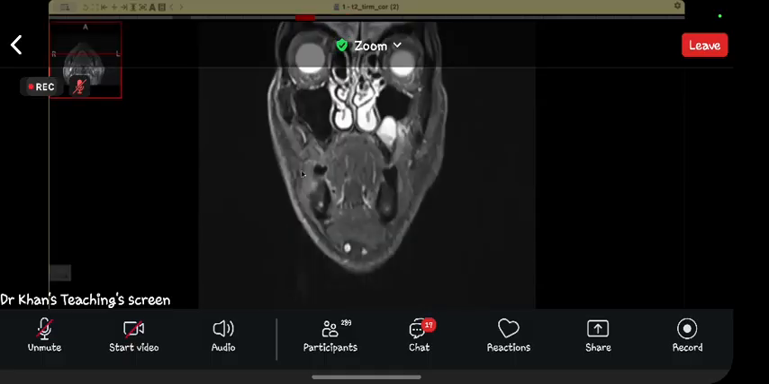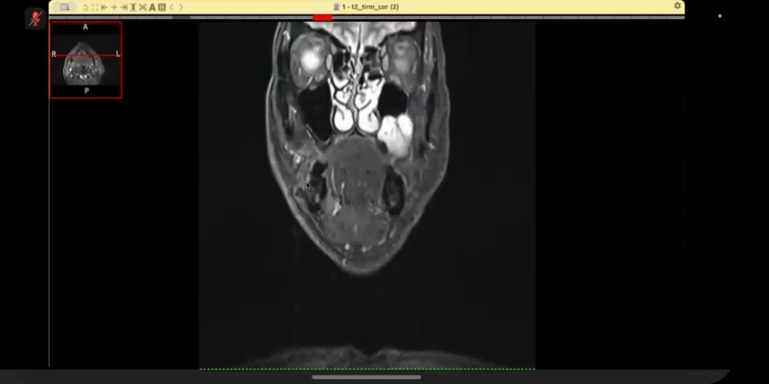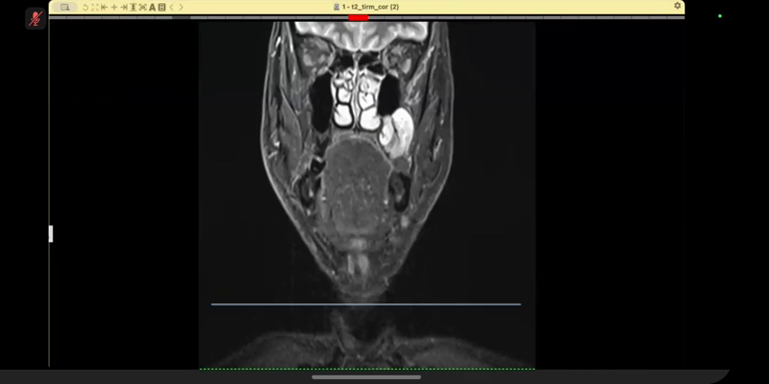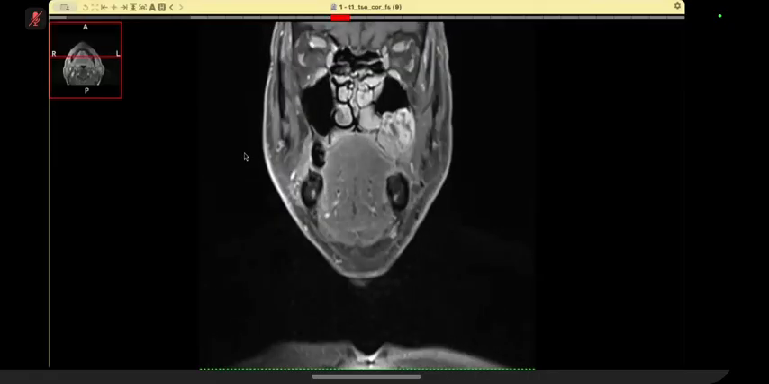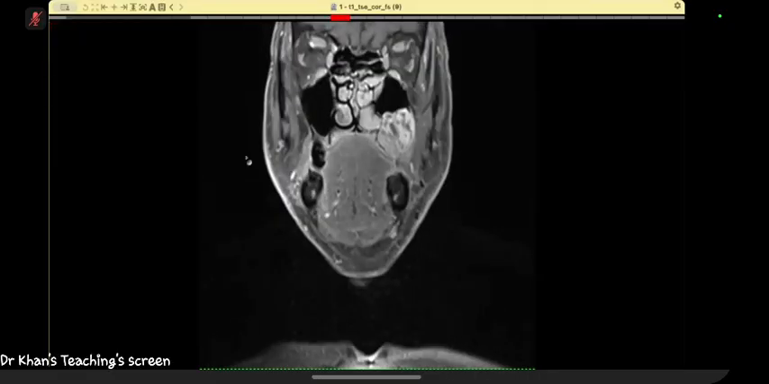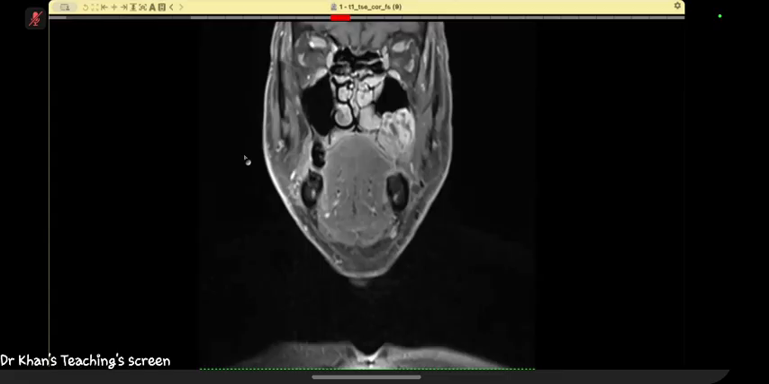So this is an MR. This is a STIR MR, and I am now going to give you a post contrast. This is a post contrast. On STIR images, I could see that the lesion was T2 STIR hyperintense, and on post contrast images, it is showing heterogeneous enhancement with few non-enhancing areas within.